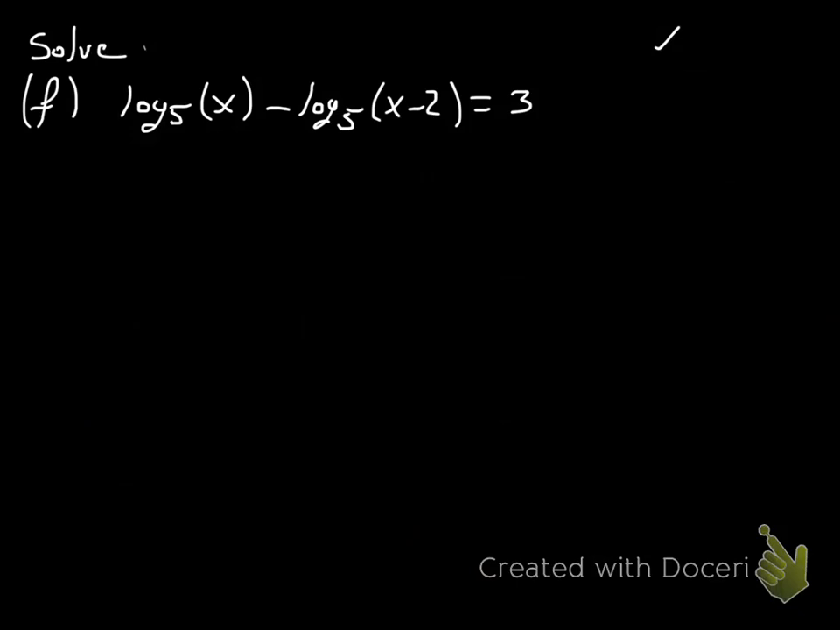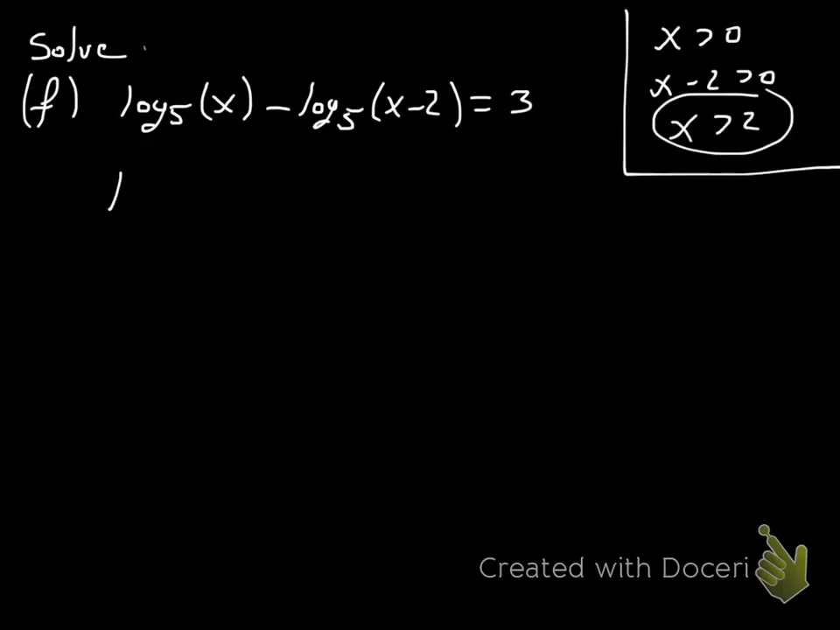Okay, let's look at one where we might have to use the quotient rule. Let's see, we've got a subtraction of two logs, and let's go ahead and note our restrictions. X needs to be greater than 0. And then x minus 2 needs to be greater than 0. So being greater than 2 is the more stringent requirement, so we're going to go with that. When I subtract logs of the same base, I can use the quotient rule. So it's going to be log of x over x minus 2 equals 3.